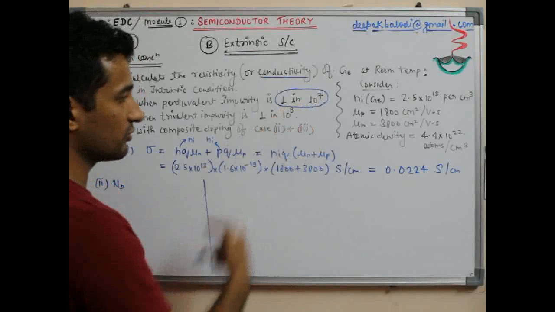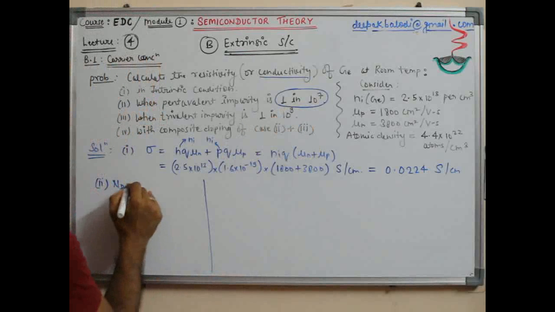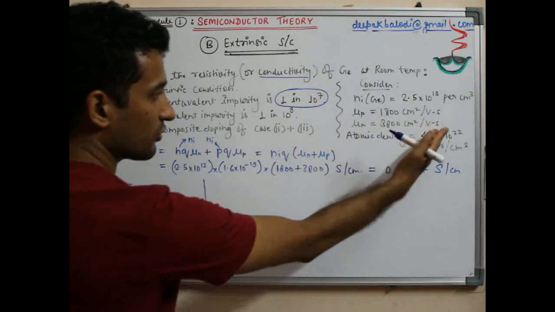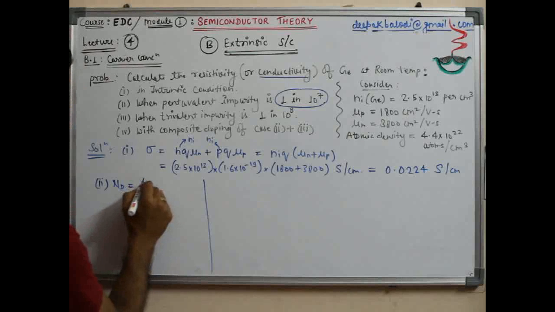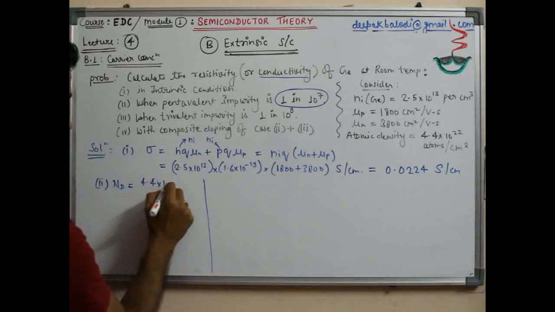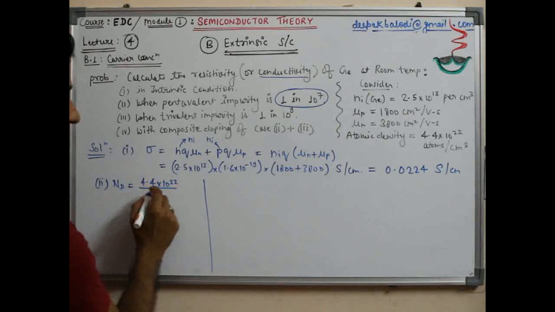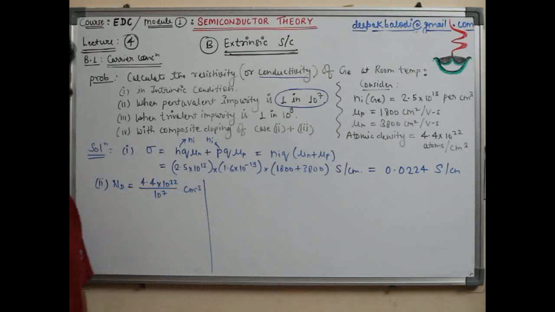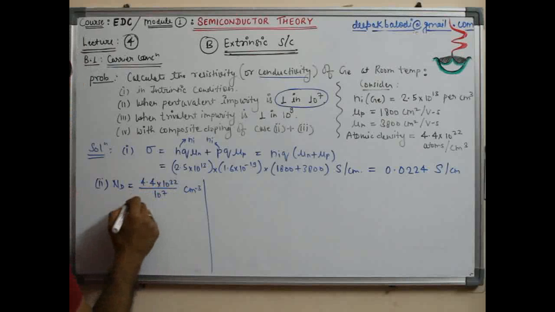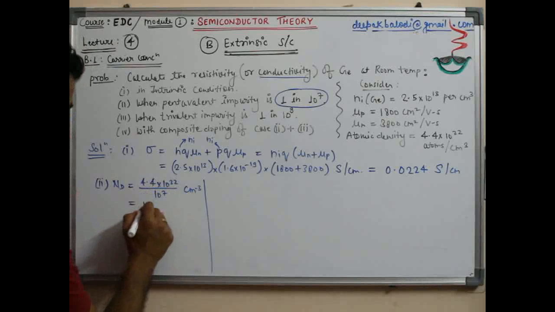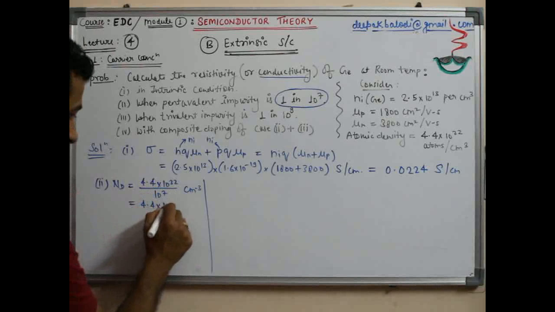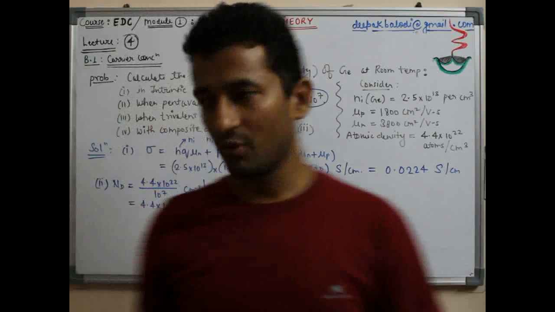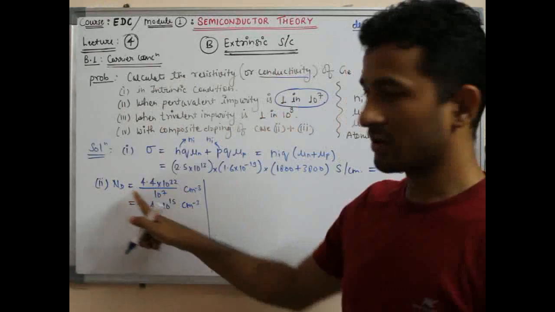So we very well know how to calculate this. There is 1 out of 10 to the power 7. So how many out of this? This is 4.4 into 10 to the power 22 total upon 10 to the power 7 per centimeter cube. So every time we can do this. So Nd is 4.4 into 10 to the power 15 per centimeter cube. So this is the donor impurity concentration.